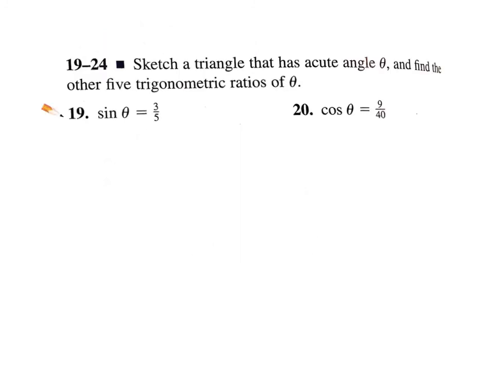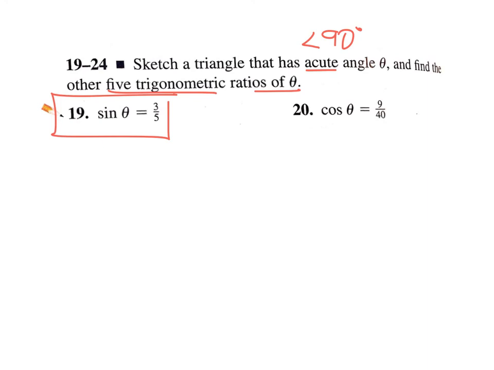Alright, second example. Sketch a triangle that has an acute angle. Acute is an angle that is less than 90 degrees. Like, oh, it's so cute, meaning it's small, less than 90 degrees. Find the other 5 trigonometric ratios of theta. So we're going to work with this one.